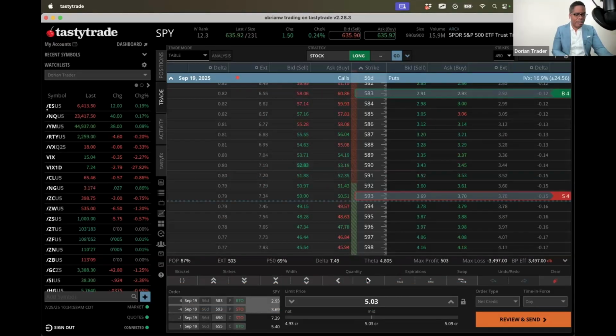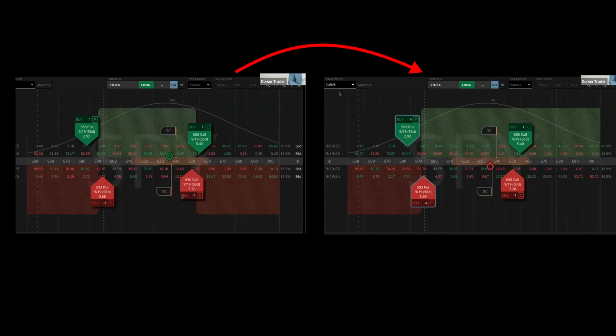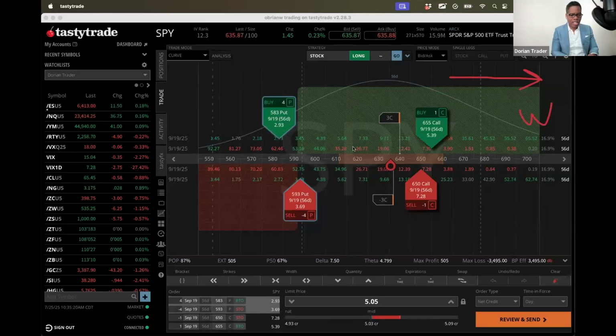So let's say I added 4 contracts, a 1-to-4 ratio. Well, if I'm getting 105, it's not a lot because you've got fees and commissions, but before fees and commissions, you're going to see that this curve view has changed. Now you can see that it's showing winning going in this direction here.